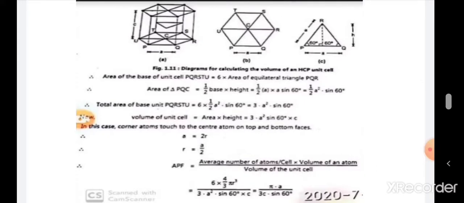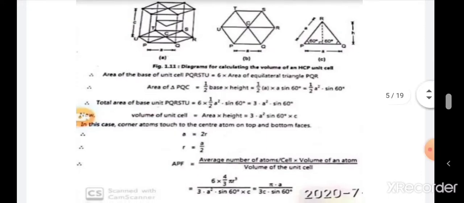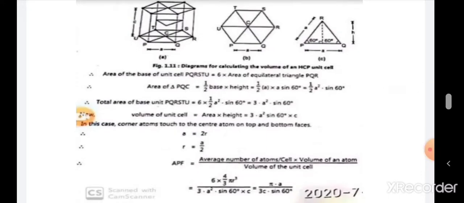So the volume of unit cell will be 3a square sin 60 into c. As you check, we have another relation, that is a is equal to 2 into r. Now corner atom touches the center atom on the top and bottom face. So we can consider one relation, that is a is equal to 2r.